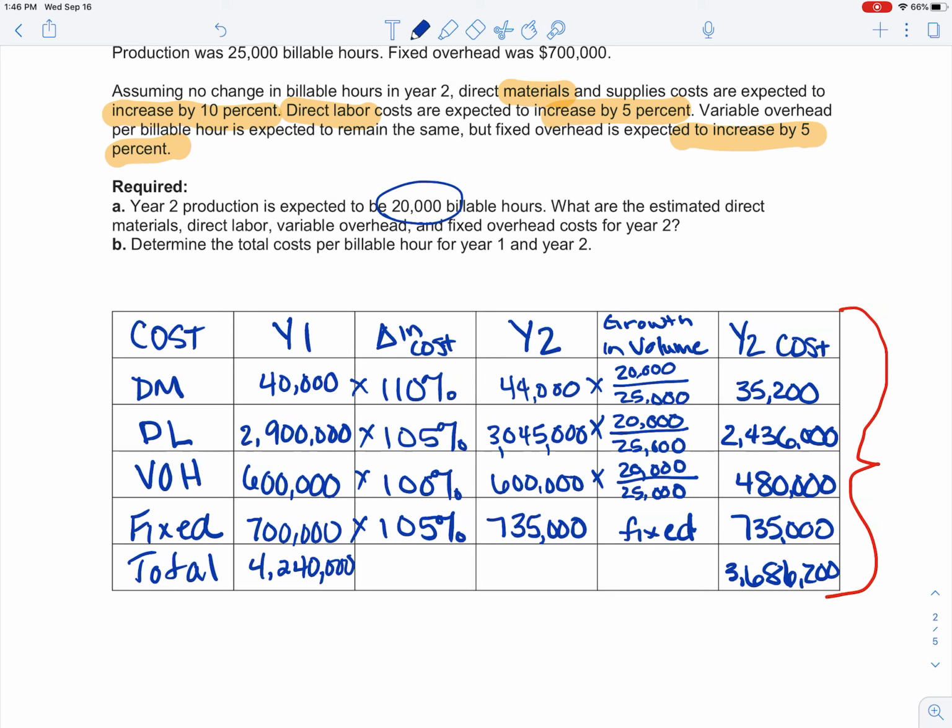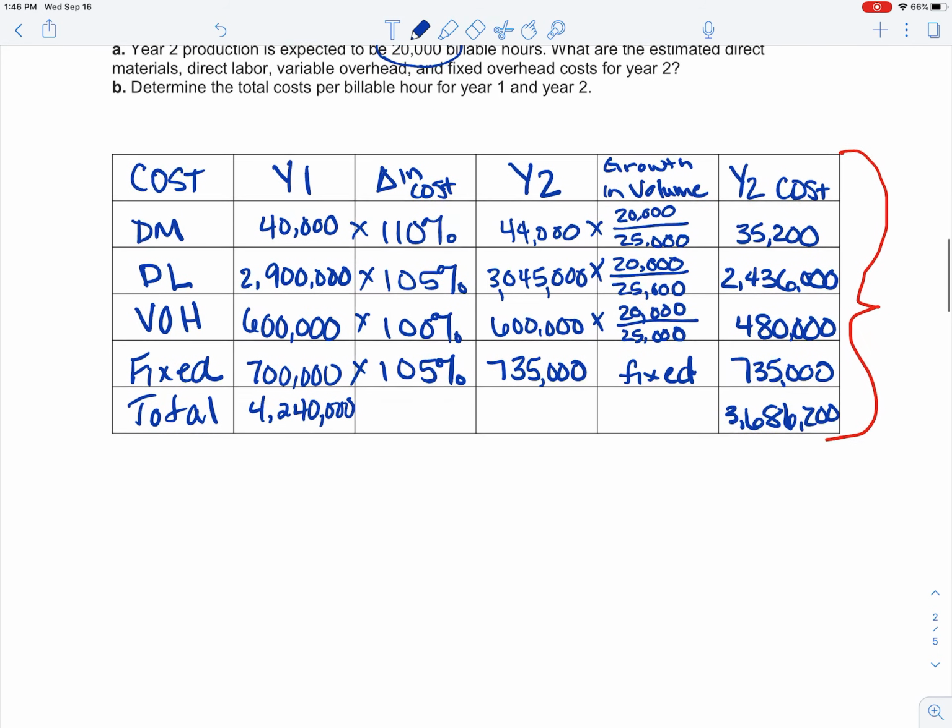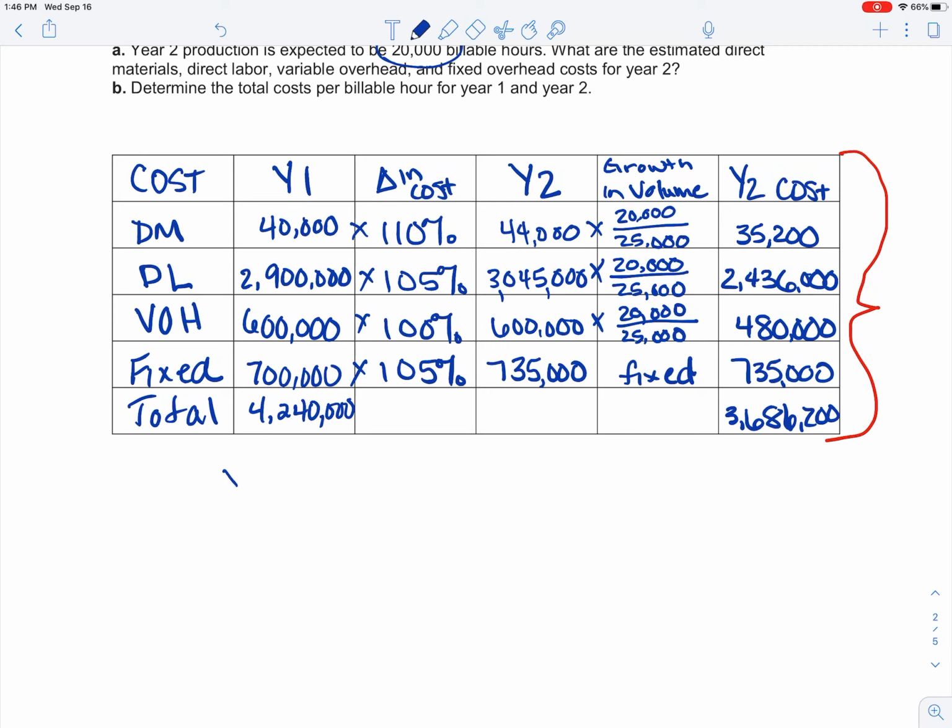The second part of this, they want to determine the total cost per billable hour for year 1 and for year 2. Well, that's easy to do. We just want to know how much it is costing per hour. So for year 1, I take those total cost, I divide it by how many hours, and I get 169.60.